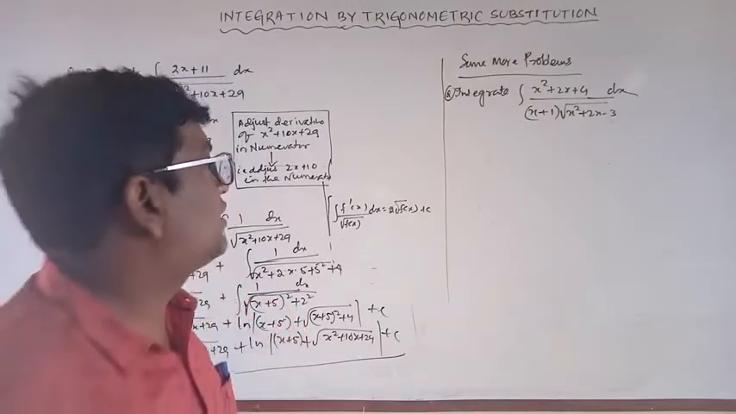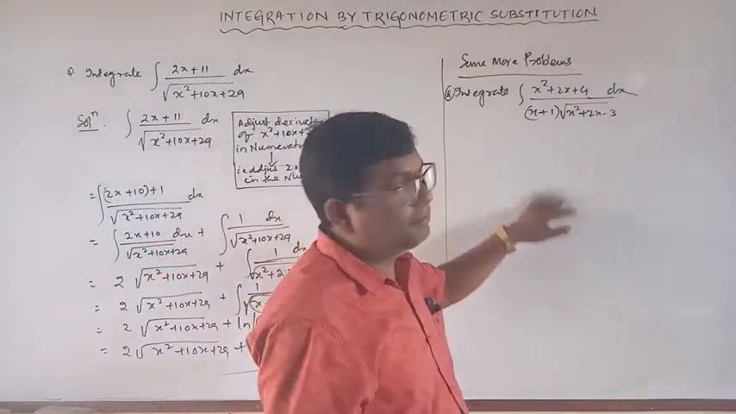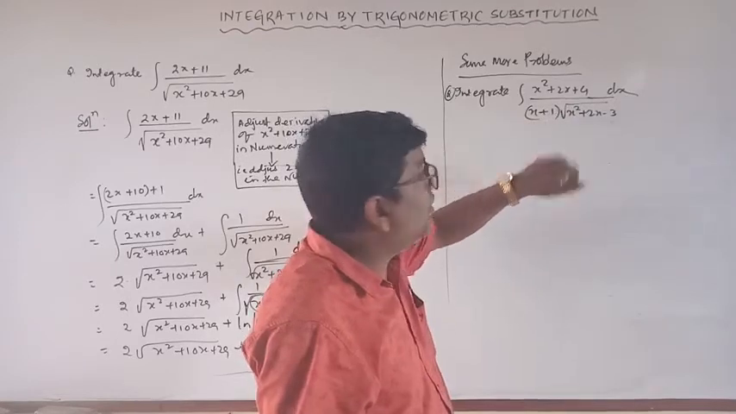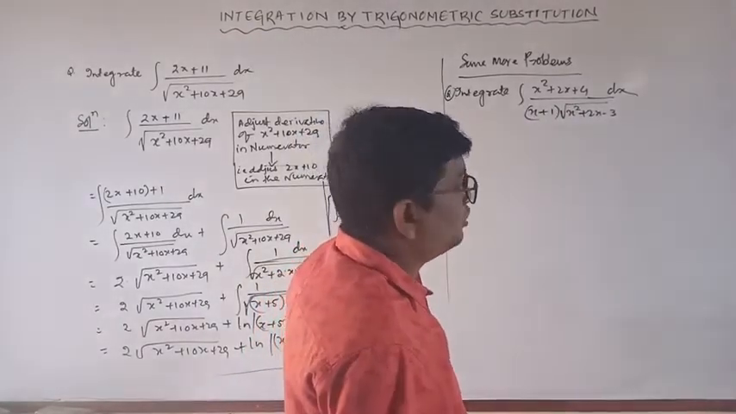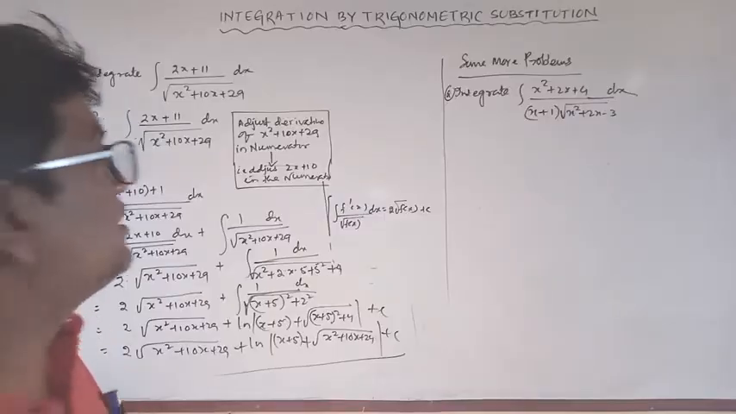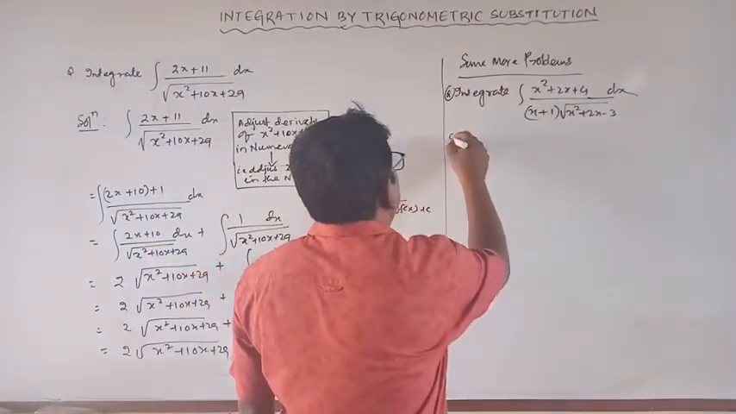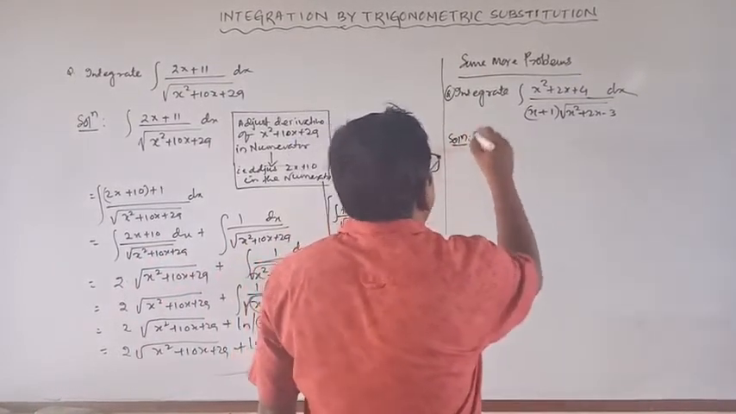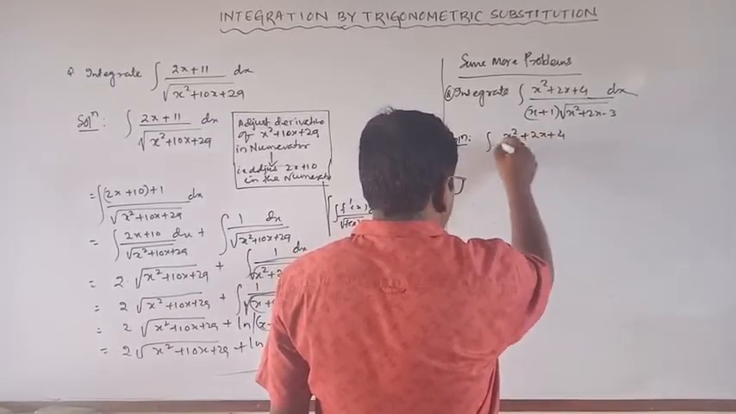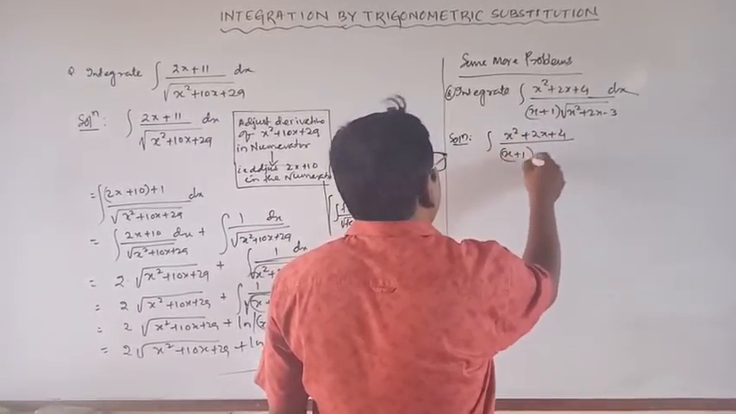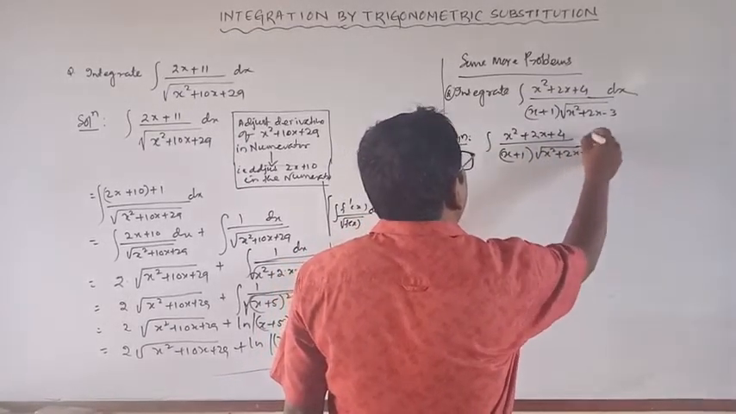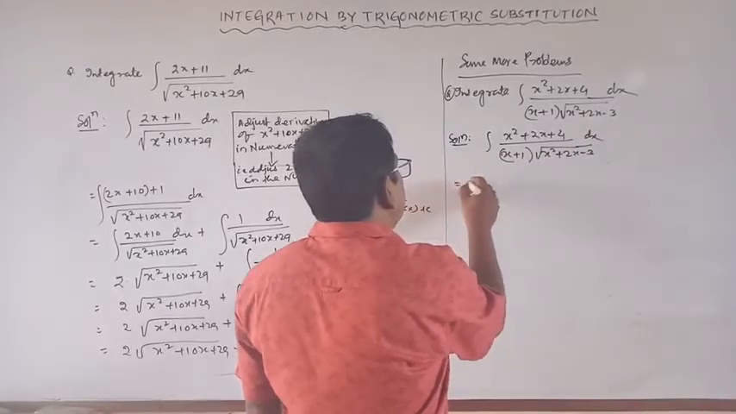Now another question, integrate some more problems from the textbook. Integrate x square plus 2x plus 4 divided by (x plus 1) into root over x square plus 2x minus 3. Okay. This is also an easy question. Solution. Integration of x square plus 2x plus 4 divided by (x plus 1) into root over x square plus 2x minus 3 into dx. So this is equal to what?